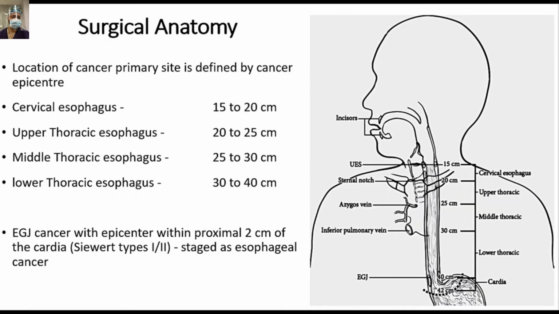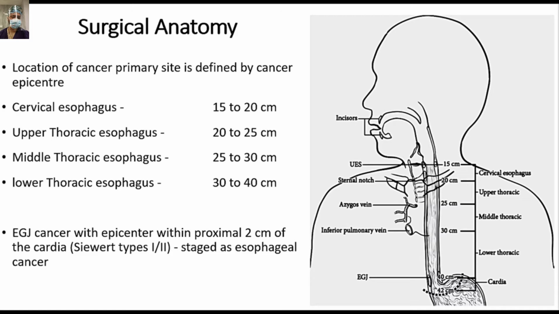The esophagus is divided into cervical, upper thoracic, middle thoracic, and lower thoracic. This is given in the latest edition of the Shackelford surgery book. This division is according to the endoscopic measurement. The upper esophageal sphincter is at 15 cm from the incisors. So the first 5 cm, 15 to 20, is cervical esophagus, and the next 5, 20 to 25, is upper thoracic, and the next 5, 25 to 30, is middle thoracic, and 30 to 40 is lower thoracic. So 5, 5, 5 and 10 is what we have to remember.